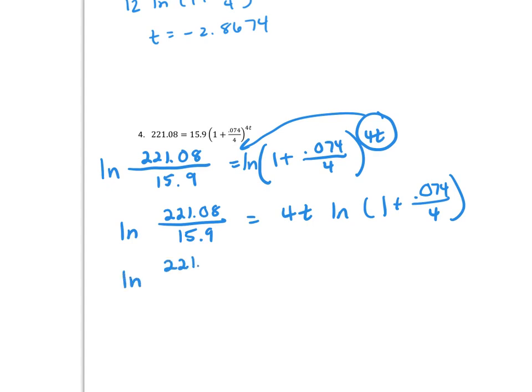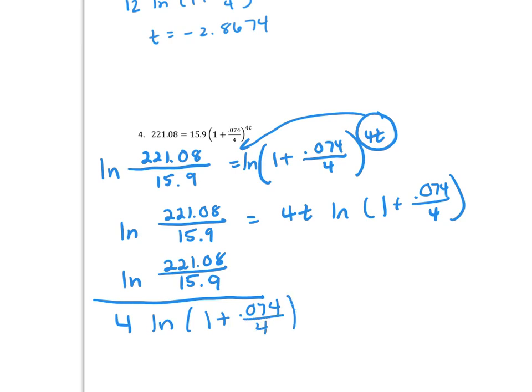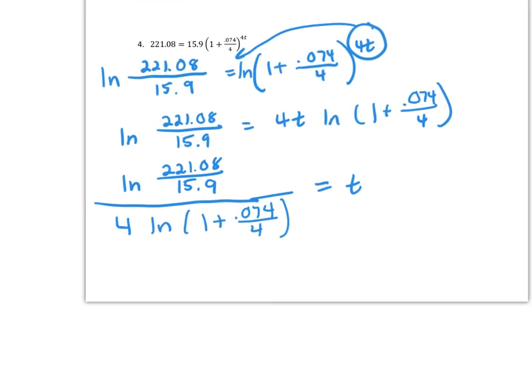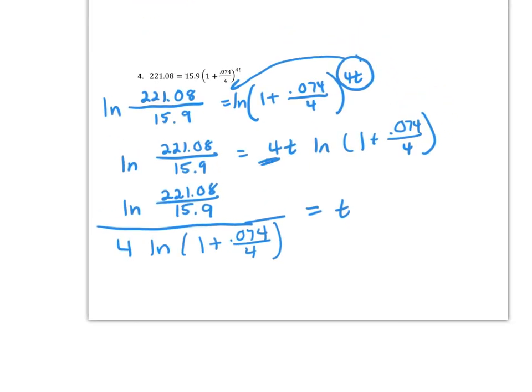We're home free. It looks nasty, but it's just going to be a calculator problem. We're going to take that value and divide by 4 and ln of 1 plus 0.074 divided by 4. And that's just going to leave me a t on the right-hand side because I divided both sides by that and that. And I'm going to check my work. And that looks good. And I'm going to use my calculator. And I got 35.8984 equals t.